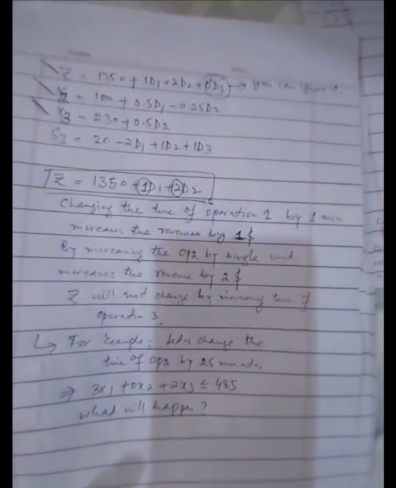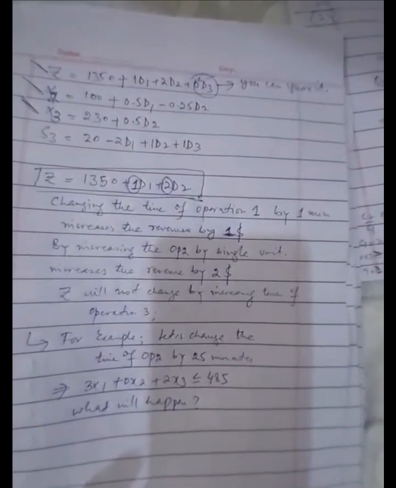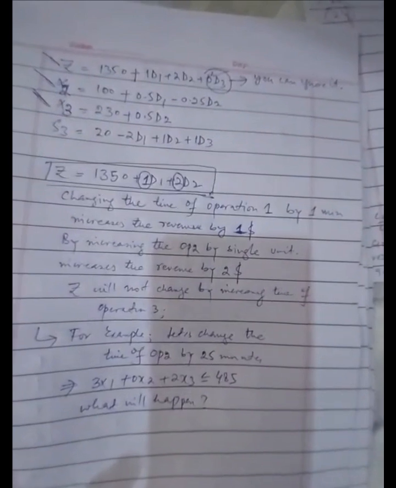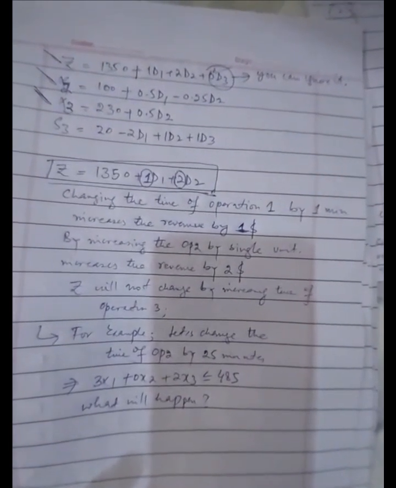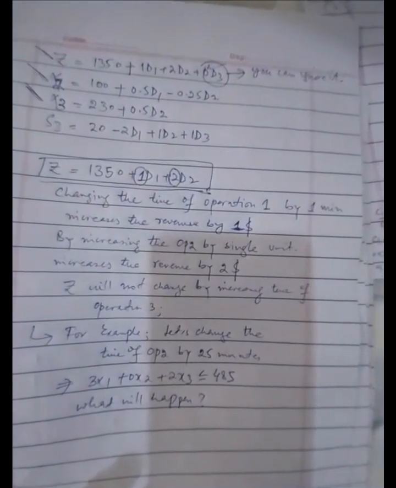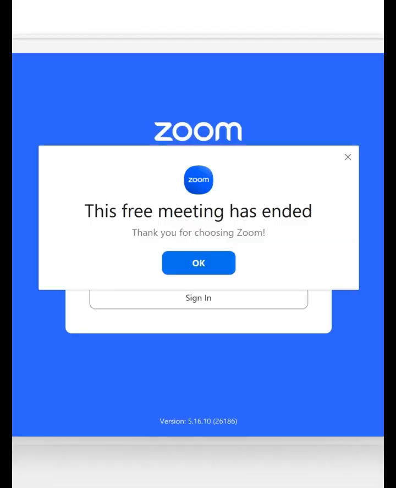Yes. But you can just give me an idea of it, like what will happen if we increase the time of the second operation by 25 minutes. It's going to increase. Yes, it will increase definitely. But how much?